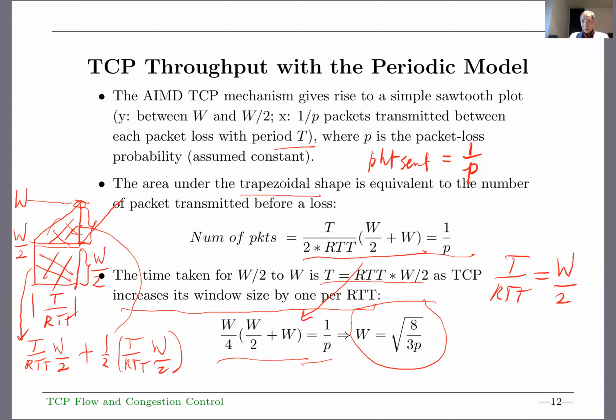Okay. Now P, the loss probability, could be changing, but our assumption is that it will be constant. And why can we do that? Because P could be slowly changing compared to the TCP flow control and the congestion control. So if you have P constant, it makes it easier to calculate and gives you some idea of the throughput of TCP.